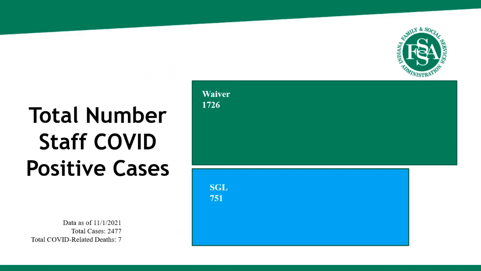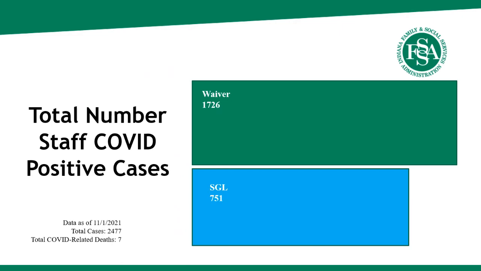So looking now at the total number of staff COVID positive cases, these are those staff who are being reported, who are providing supports in those congregate residential settings. The total positive staff cases is 2,477. That's an increase of about 46 since the October 18th timeframe. And COVID-related deaths for staff are still at 7. That's remained unchanged since October.